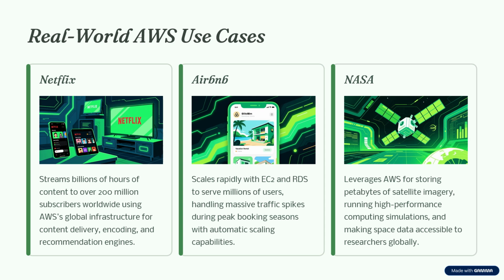Next is Airbnb. It runs millions of listings worldwide, scaling its infrastructure during peak travel seasons using EC2 and RDS. And next is NASA. It stores petabytes of satellite imagery on AWS, using it to analyze climate and space data. These examples show how AWS supports innovation from entertainment to space research.